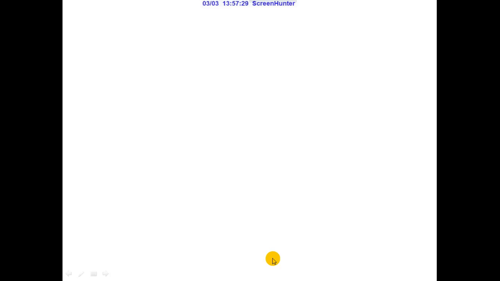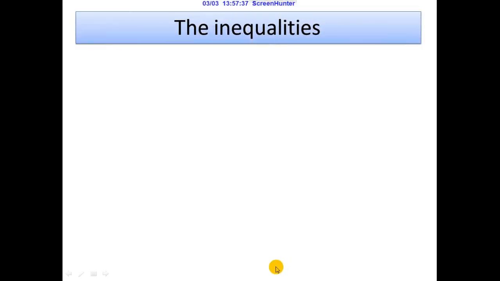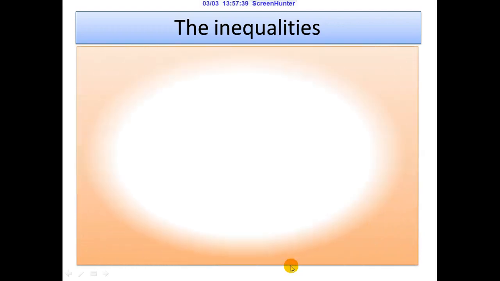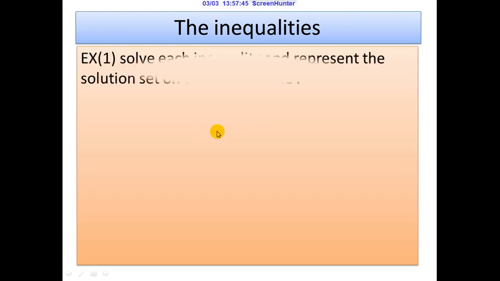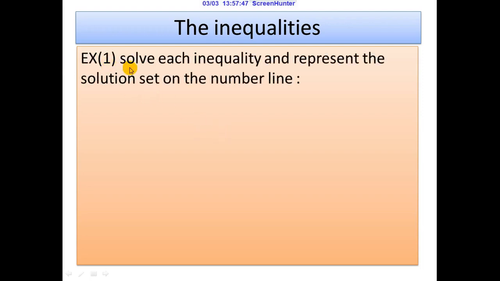Students, today we are going to talk about lesson number 8 in algebra, which is the inequality. We have studied the equation before, but today we are going to talk about the inequality, and how to solve it. Exercise number 1: solve each inequality and represent the solution set on the number line.